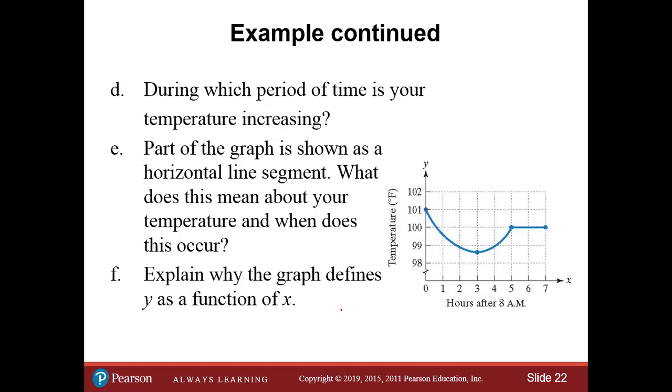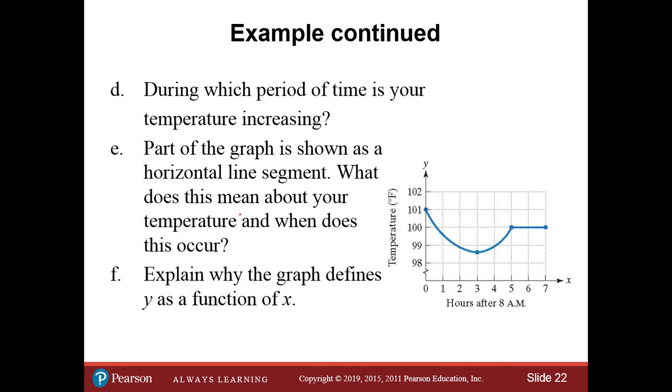Okay, now, during which period of time is your temperature increasing? Well, from here, it's increasing, right? It's going up. So from hour 3 to hour 5, it's increasing. So that would be from 11 to 1. So from 11 a.m. to 1 p.m., the body temperature is increasing.